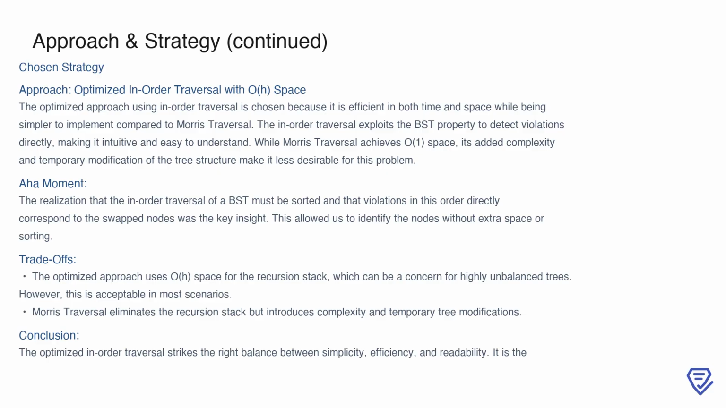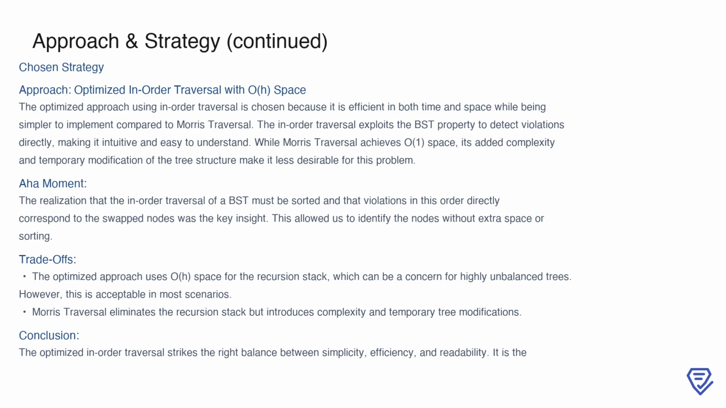This approach strikes the right balance between simplicity and efficiency. It directly utilizes the binary search tree's property to detect violations in a single traversal, making it both intuitive and easy to implement. While Morris traversal achieves O(1) space, its complexity and the need to temporarily modify the tree structure make it less suitable for this problem.